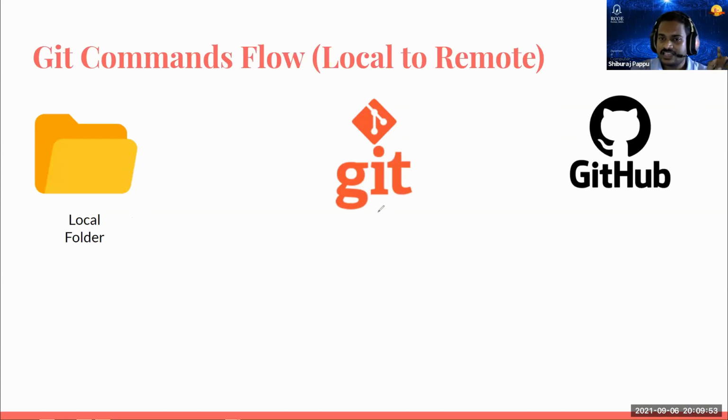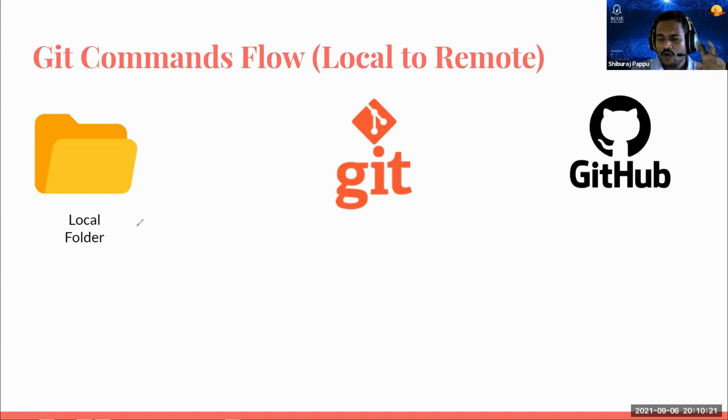Then there is Git. You have just installed this; you downloaded the setup and installed Git. Then you also have GitHub. This is just one example. You can have Bitbucket, GitLab, anything. It doesn't matter, but there is a server. That is what I mean to say. So there are three things: one is the local folder, second is Git, and third is GitHub.